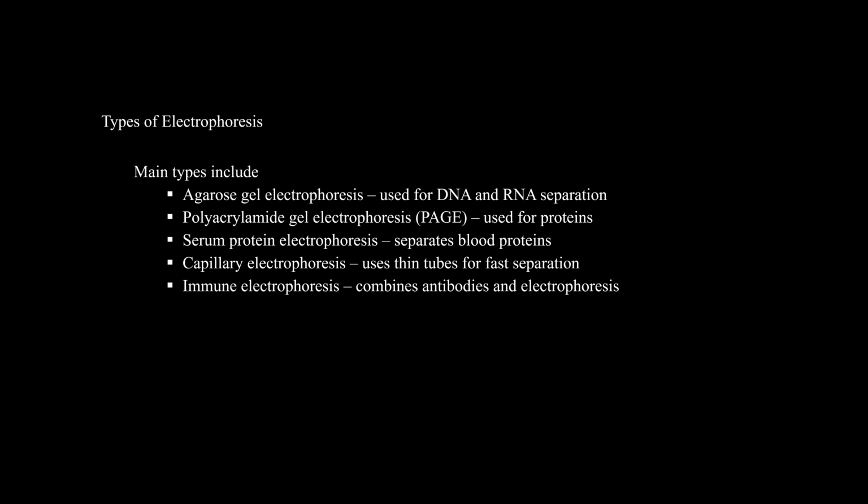Types of electrophoresis. The main types include agarose electrophoresis, used for DNA and RNA separation. Polyacrylamide gel electrophoresis, PAGE, used for protein. Serum protein electrophoresis separates blood protein. Capillary electrophoresis uses a thin tube for separation. Immunoelectrophoresis compares antibody and electrophoresis.